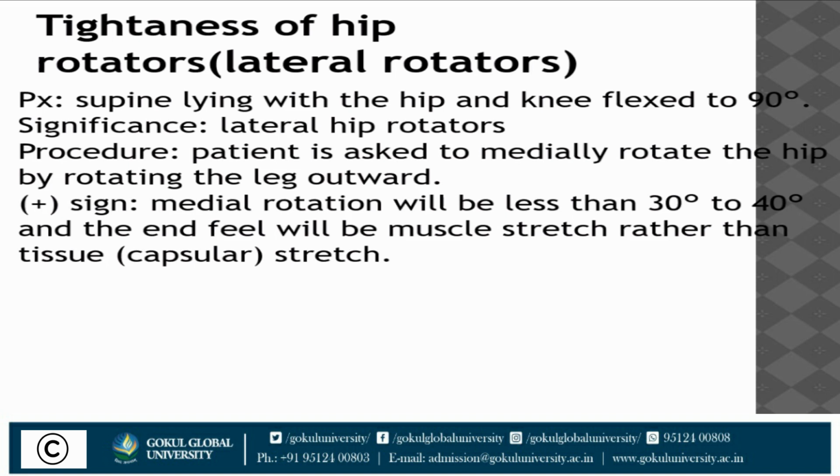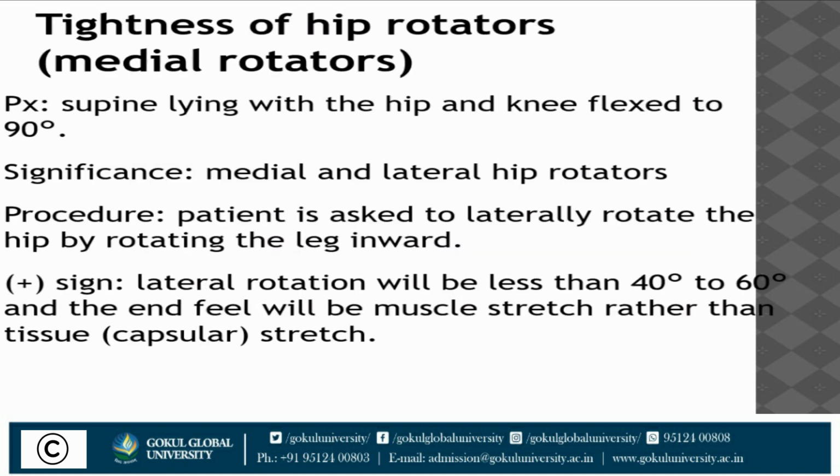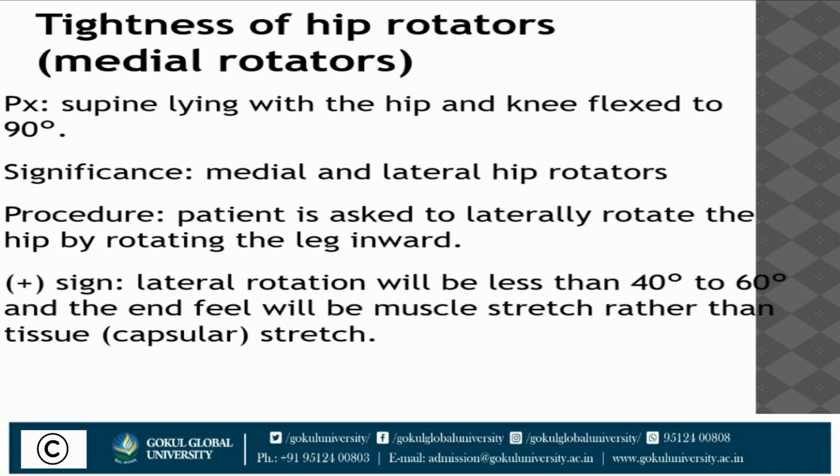Next test is tightness of hip rotators or lateral rotators. Patient position is supine lying with hip and knee flexed to 90 degree. So this is the patient position. Another test is tightness of hip medial rotators. The procedure is the same for both tests. In this also, patient position is supine lying with hip and knee flexed to 90 degree. Significance in the hip lateral rotator tightness test is lateral hip rotators tightness, as the name suggests, and in the other, medial rotators are tight.